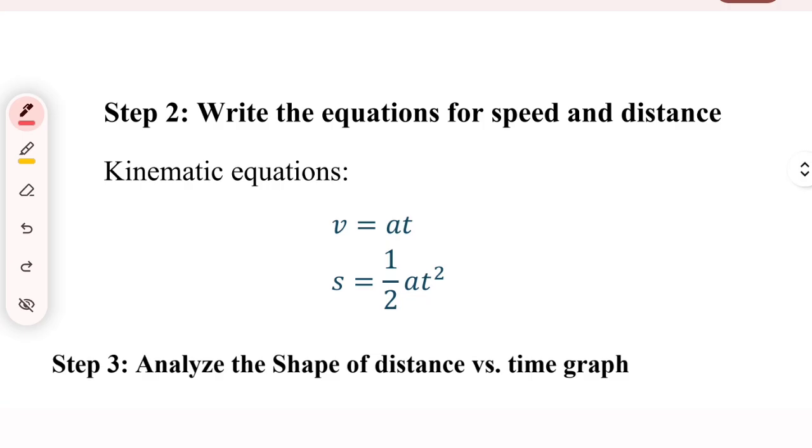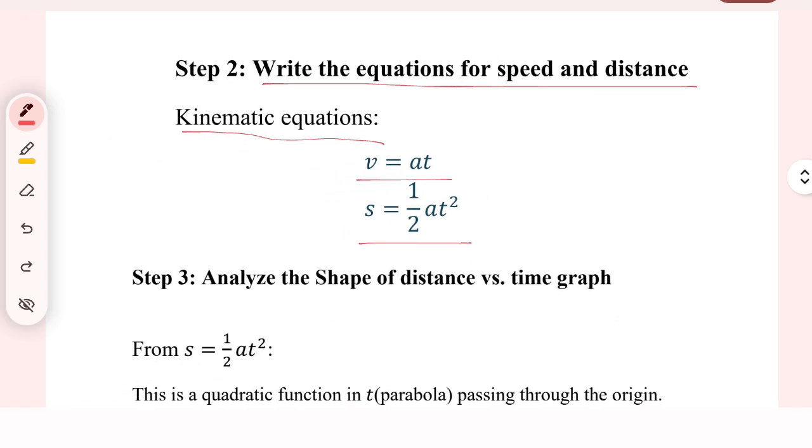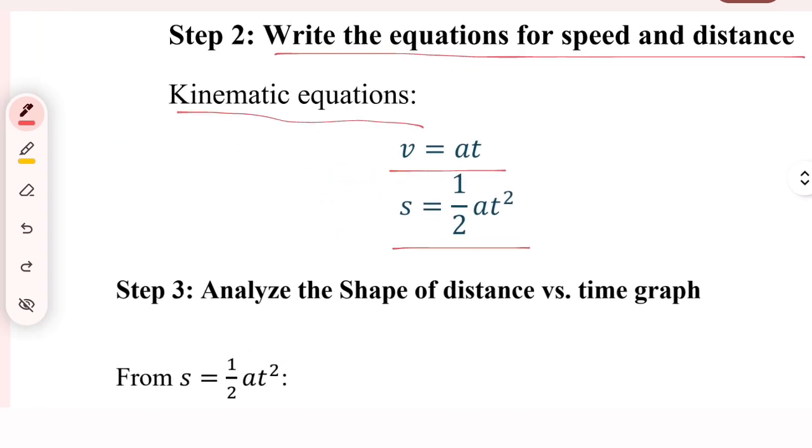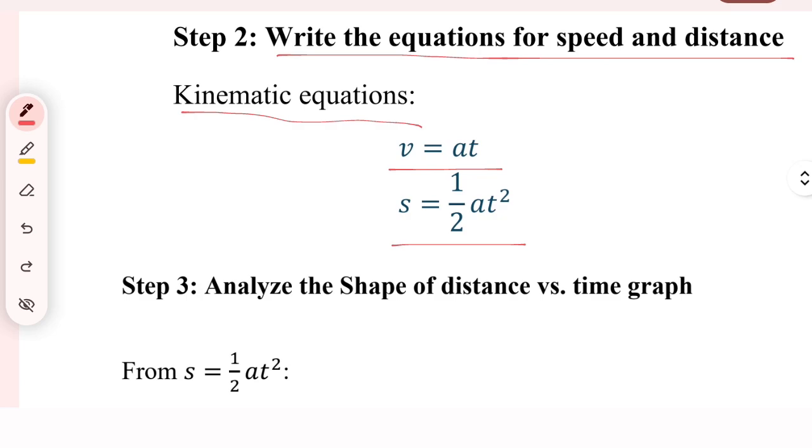This is also very important. I want you to write the equations for the speed and distance. Remember all your kinematic equations and then write the equations that you need. These are the two equations that we need: velocity is acceleration times time, v = at, and the distance is equal to 1/2 at squared. Those are the two equations that we need to analyze, so we can pick which of those choices would be the right one.